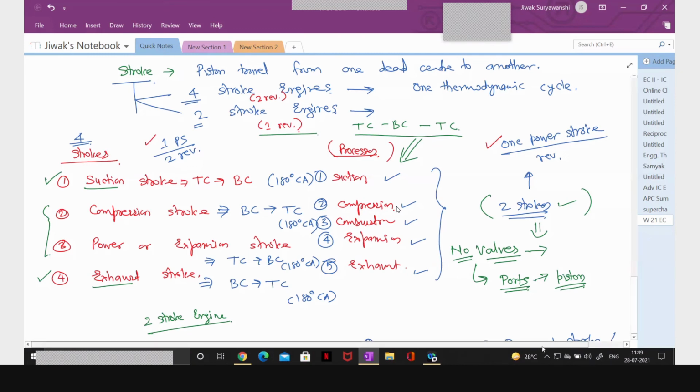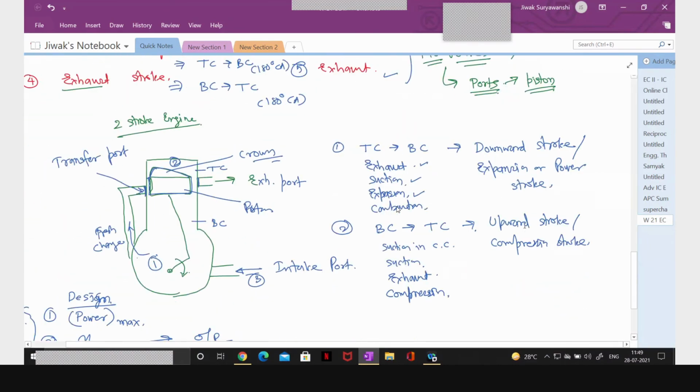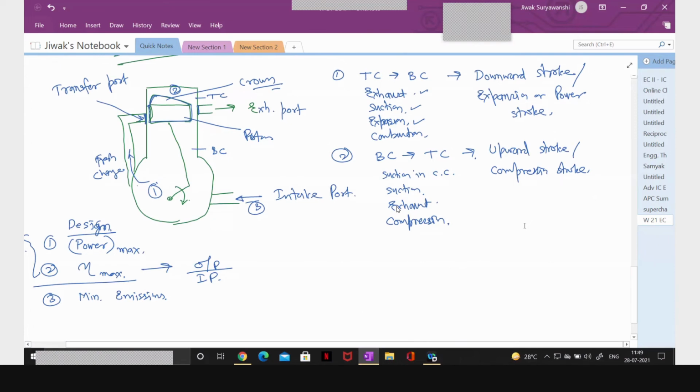So that is one thing. Now, when this comes out, it comes out directly like this. This is known as short circuiting. Without taking part in combustion, it comes out as it is. That is the wastage of fuel, and it will increase the pollution, especially unburned hydrocarbons.